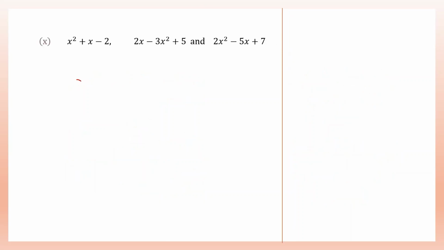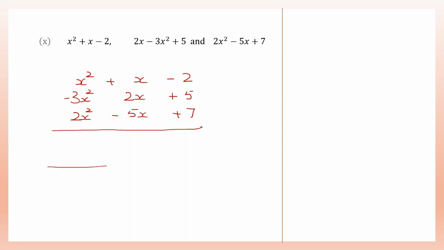10th one, x square plus x minus 2, 2x, so I have to write it here in the x column. Minus 3x square plus 5. 2x square minus 5x plus 7. Let's write what is missing. Plus 1. Here also plus. We have a plus here.